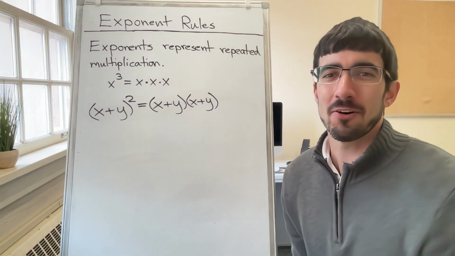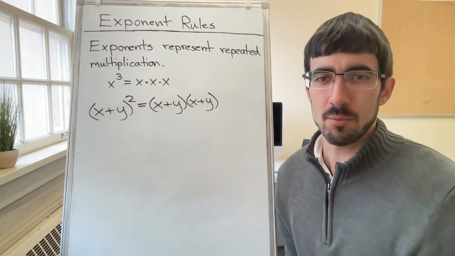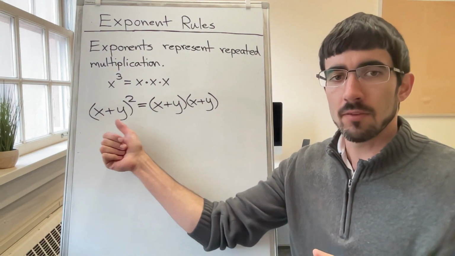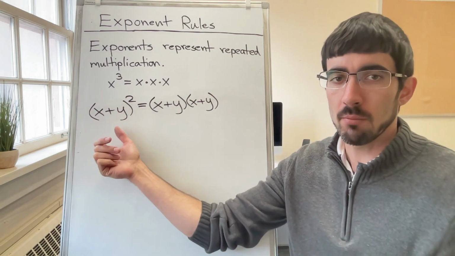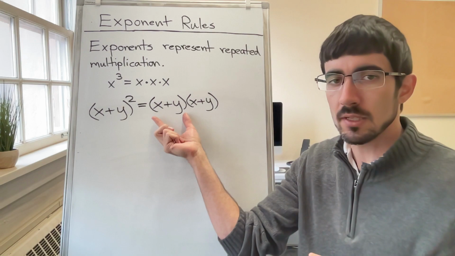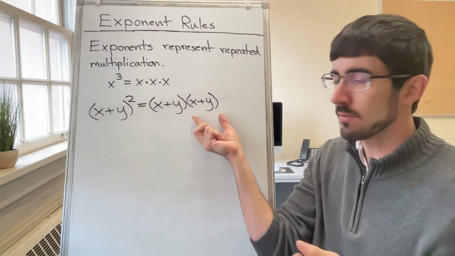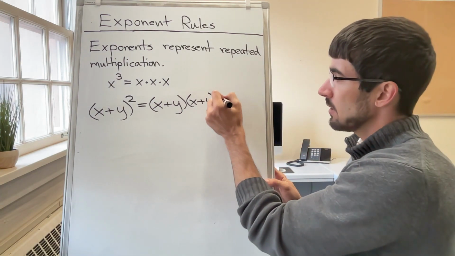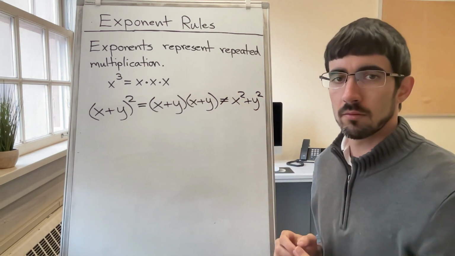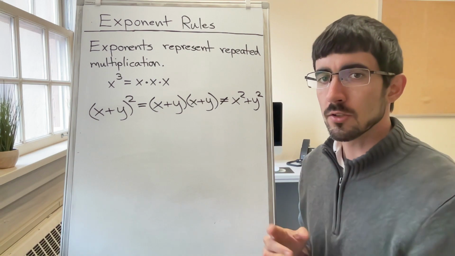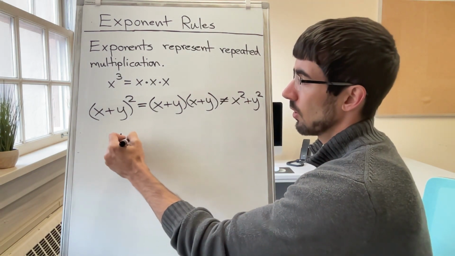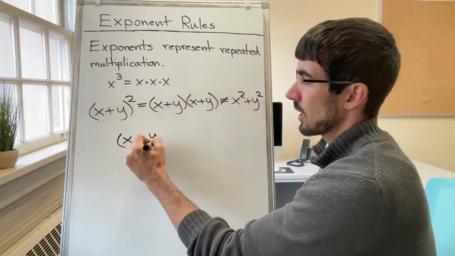Before I end this video, I want to address one very common misconception when it comes to exponents. If I have x plus y squared, remember this is repeated multiplication for the whole base x plus y. So this means x plus y times x plus y. That is not equal to x squared plus y squared. That's something different. So in short, exponents do not distribute across addition or subtraction.